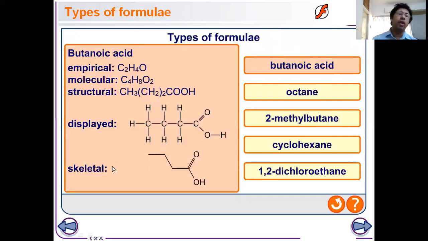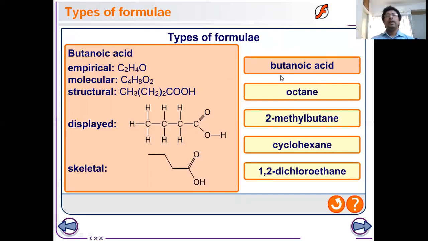The skeletal formula of butanoic acid again can be shown in this way. As I mentioned, carbon and hydrogen will be omitted from a skeletal formula, but we must show the functional group. The functional group, that means with this carbon, CO and OH is also present. This hydrogen atom is a part of this functional group. That is why you cannot omit this hydrogen from here.